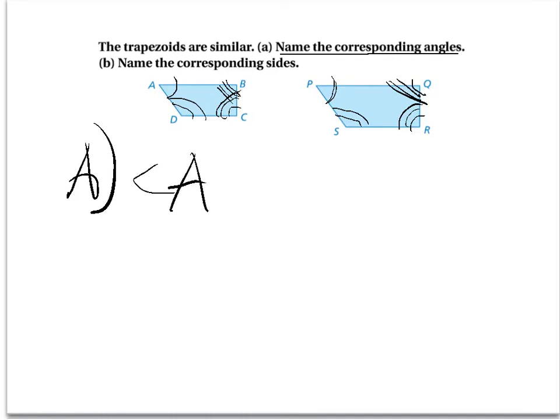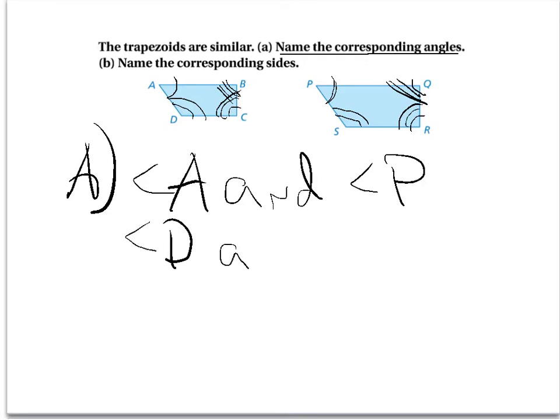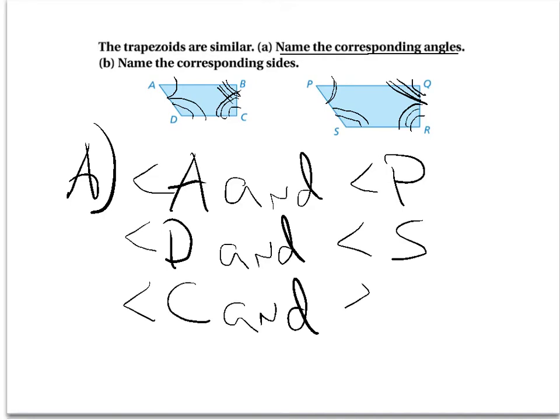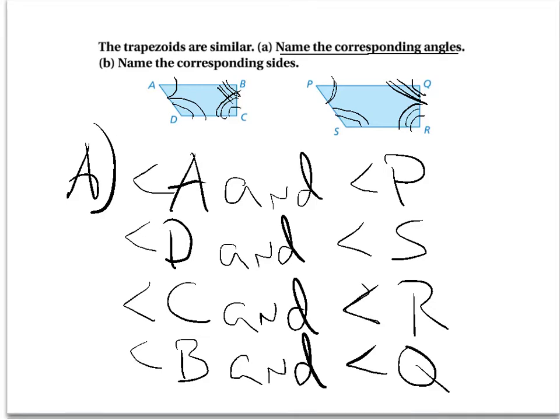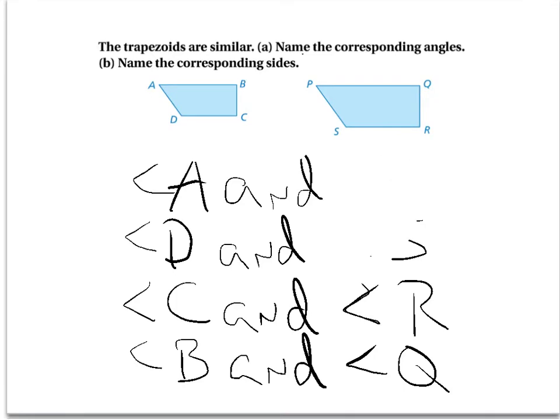You write angle A and angle P, angle D and angle S, angle C matches up with angle R, and then the last one, angle B, matches up with angle Q. So each one of these angles, if I just pick A, is going to have the same angle as P because these trapezoids are similar. Okay, so let me erase all this and we can do part B of this problem.